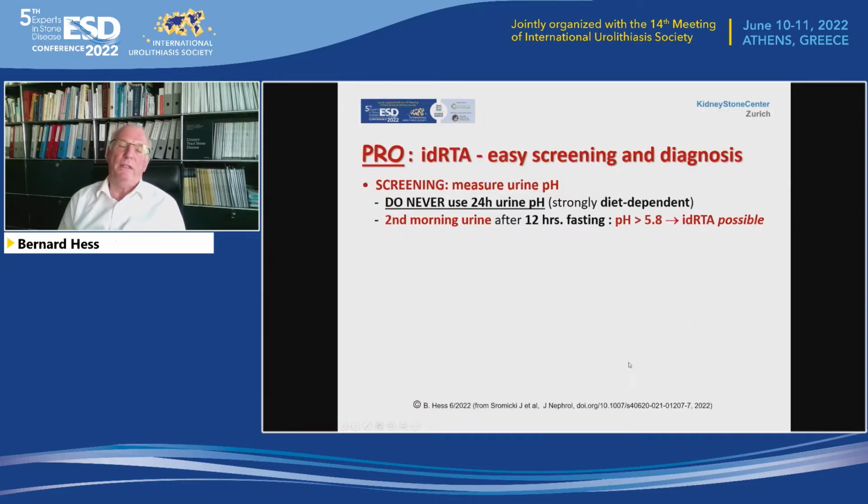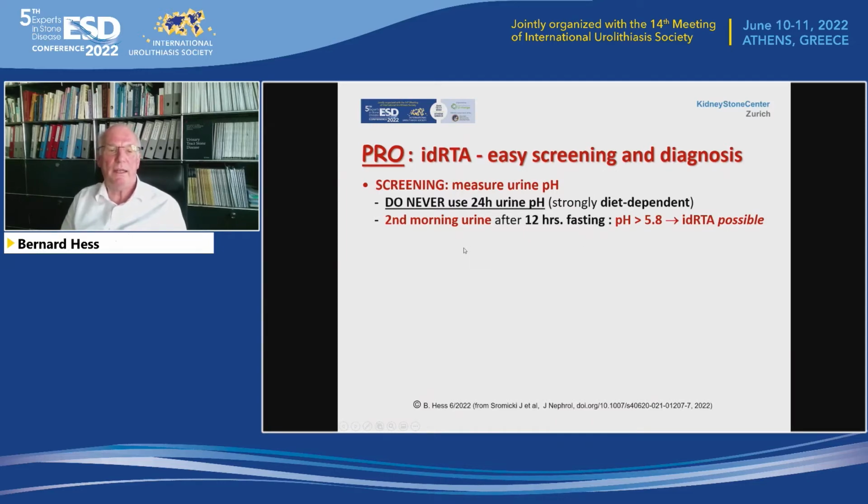Now, before you treat it, you should know how to diagnose. The diagnosis is basically easy. The screening is done by measuring urine pH. However, many colleagues say you can just take the 24-hour urine pH, and if it's above 5.5, there is a strong suspicion. Never use 24-hour urine pH to diagnose this disorder because it's totally diet dependent.